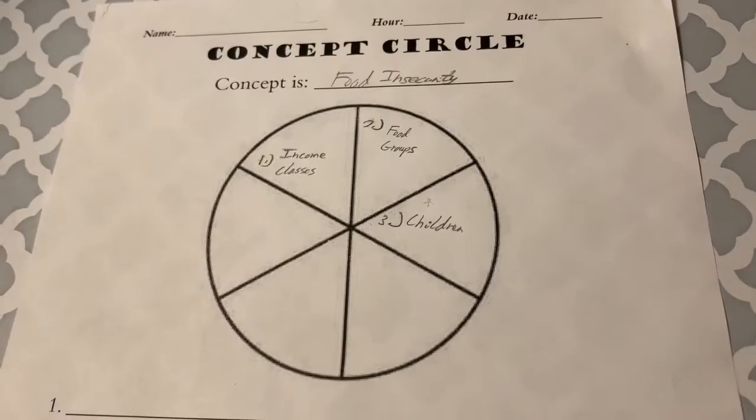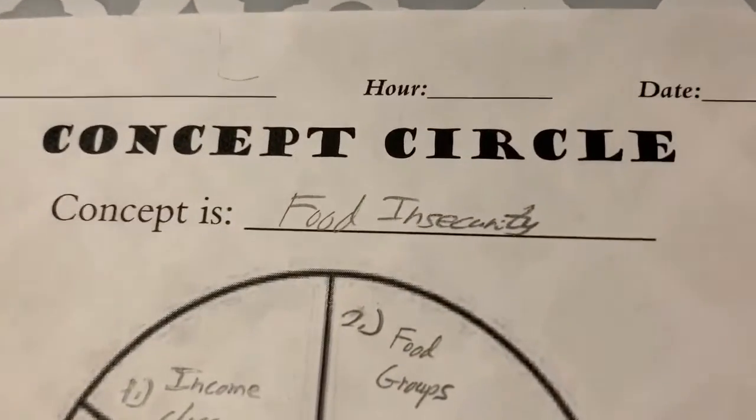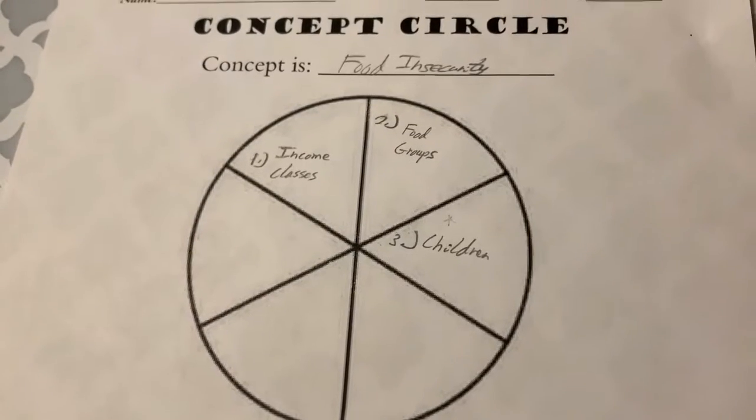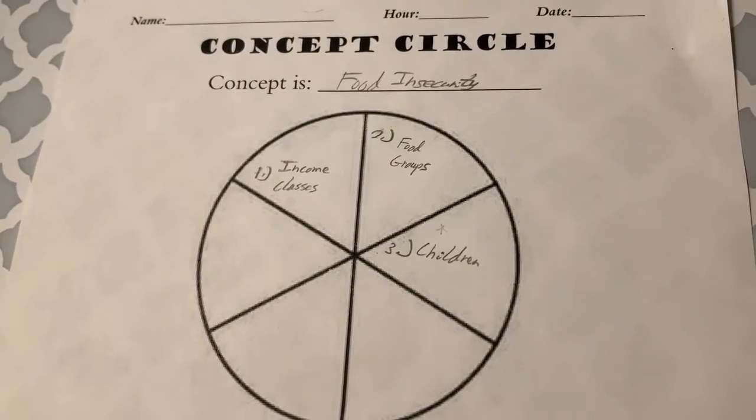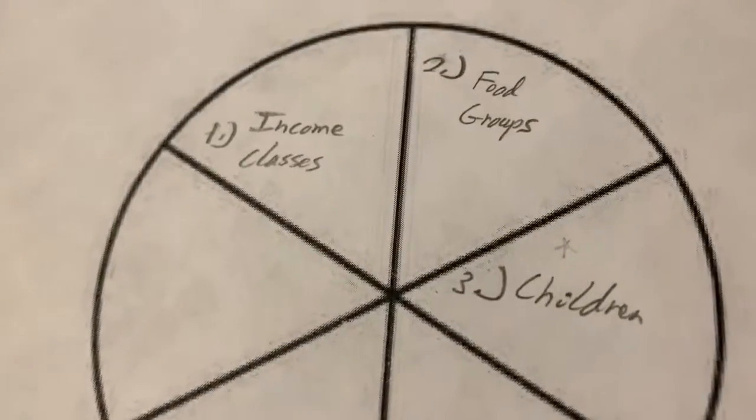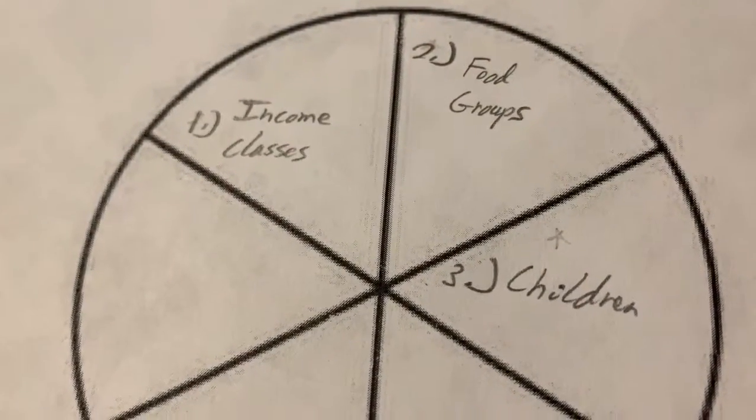So far, Kent has filled out what the key concept of the article is, which was food insecurity, and he identified 3 different concepts that relate to food insecurity, and he wrote them down over here, which were income classes, food groups, and children. So how do income classes relate to food insecurity, Kent? All right, Heather. The article states that the poorer people, based on their income, are most affected by food insecurity. All right, so at this time, Kent is going to write down that sentence on the concept circle sheet.